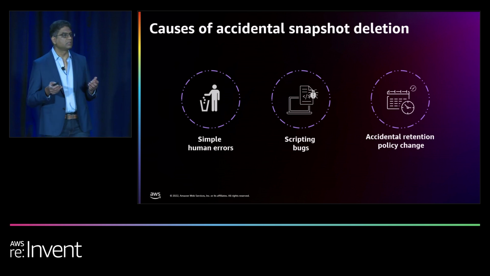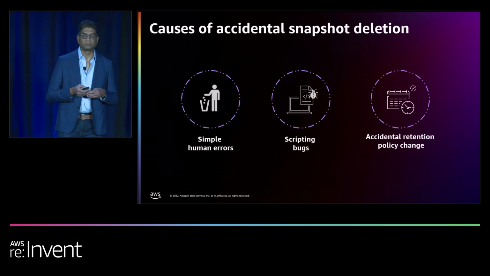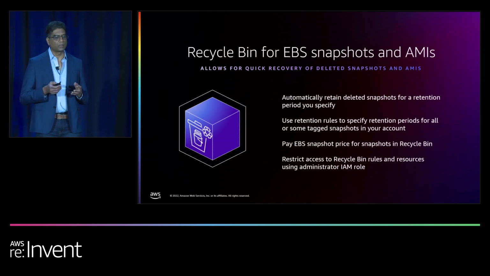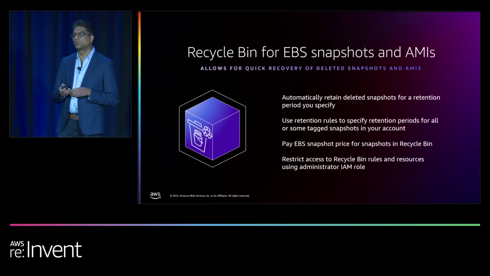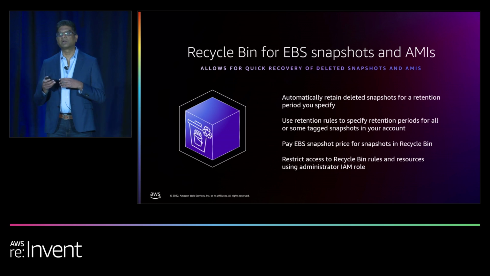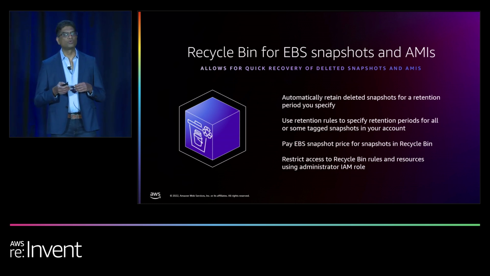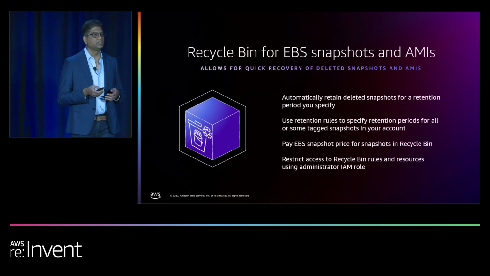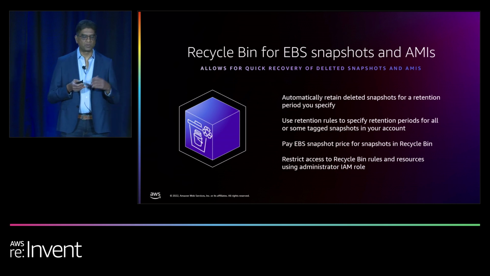So we asked ourselves, how can we make this problem go away for our customers? Or what if we could give our customers a simple tool like Recycle Bin? And that's exactly what we did at re:Invent of last year. We launched Recycle Bin for snapshots and AMIs. And so when you configure retention rules, Recycle Bin automatically retains your deleted snapshots based on the retention rules that you configure. Now, retention rules specify a retention period. And this is the period of time for which the snapshots or AMIs are retained in the Recycle Bin before being permanently evicted from Recycle Bin. So if you happen to accidentally delete a snapshot, you can recover it from Recycle Bin before the retention period expires.